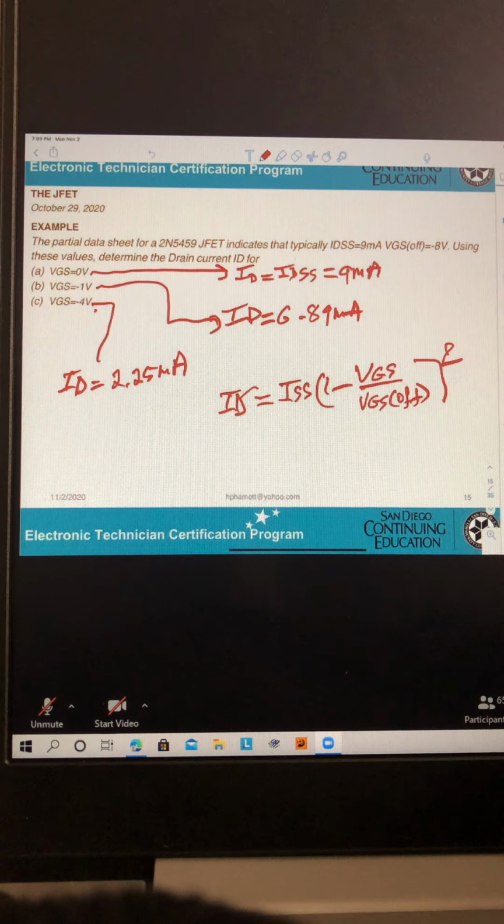Hey, Mr. Pham, I got a question. At the top of this example, it says VGS off is equal to minus 8 volts. I know you didn't ask for it, so that means the pinch-off voltage is plus 8, correct? Yeah, VP is plus 8. Okay, thank you.